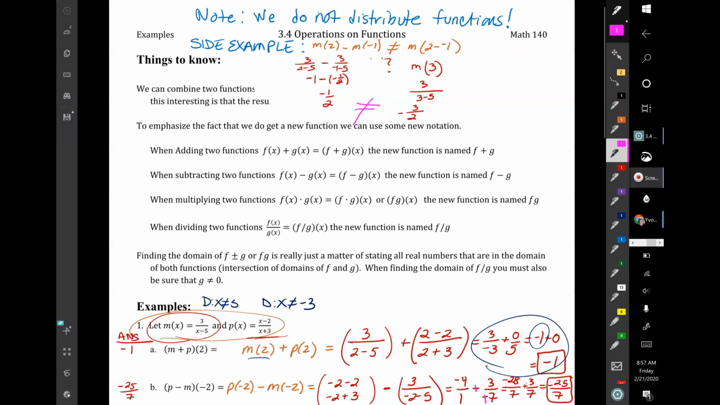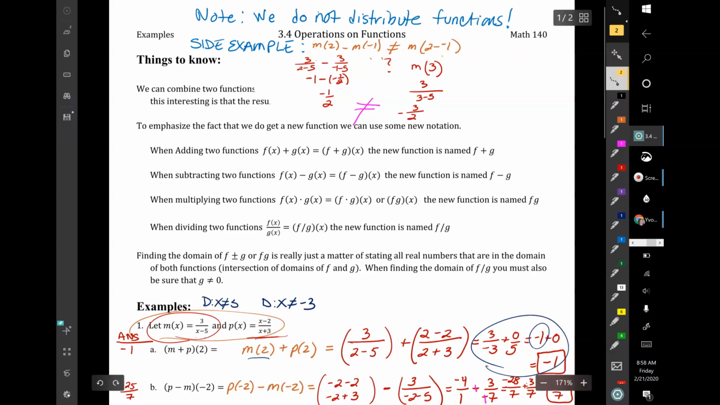The side example says we can, just proving that out: m of 2 minus m of negative 1 does not equal m of 2 minus negative 1. So I've just plugged the values in. You could do that yourself. I end up with negative half for the left-hand side.